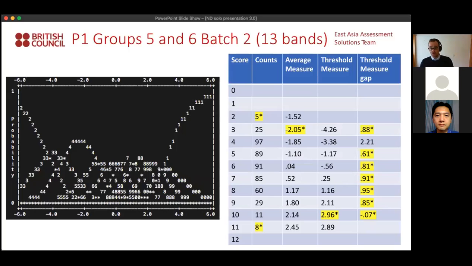Here are the probability curves for batch 2. As we can see just by looking at the curves in comparison to Bond and Fox's ideal curves, we can see that the 13 band batches perform poorly with weak discrimination between the bands. In the table on the right and on the following slides, I have added a column I call threshold measure gap. This is simply the difference between the threshold measures of adjacent bands. So how big the centimeters on that ruler are.